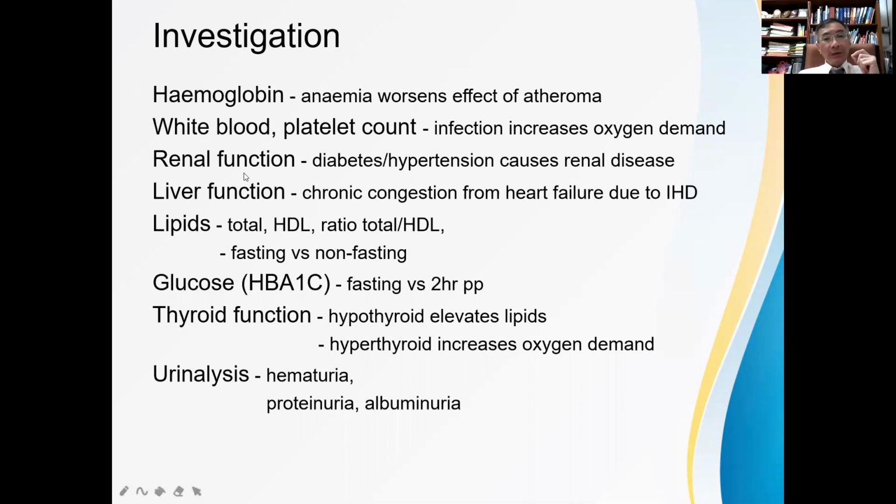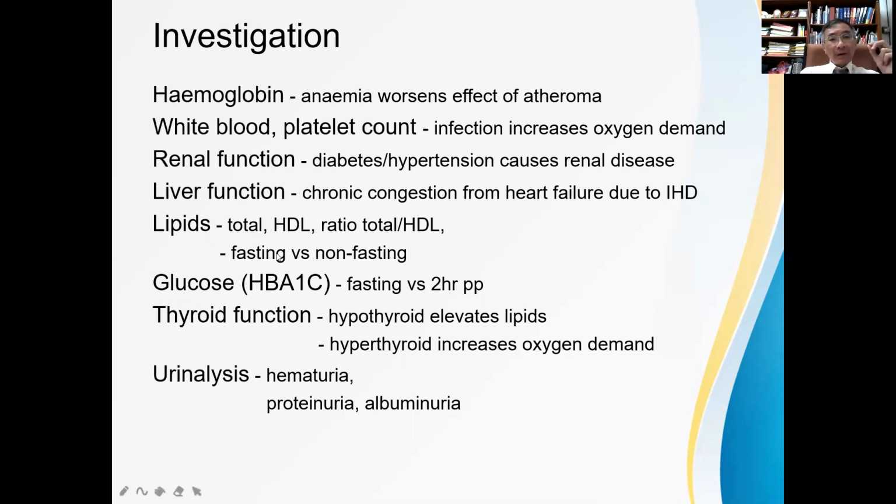We also must look at the renal function because diabetes and hypertension, two important risk factors for coronary artery disease, both will give rise to kidney disease. Similarly, liver function is useful because in heart failure due to coronary artery disease, there can be liver congestion and liver malfunction. The lipids are important, and in particular, the total cholesterol, HDL cholesterol, and the ratio of the total to HDL cholesterol. These are important risk factors for coronary artery disease, and they will predict the future risk of getting worsening coronary artery disease.